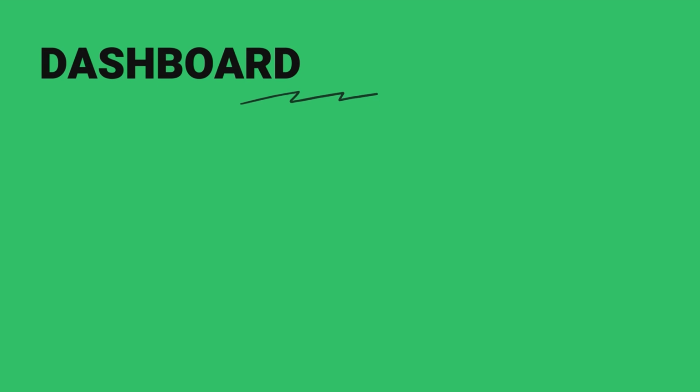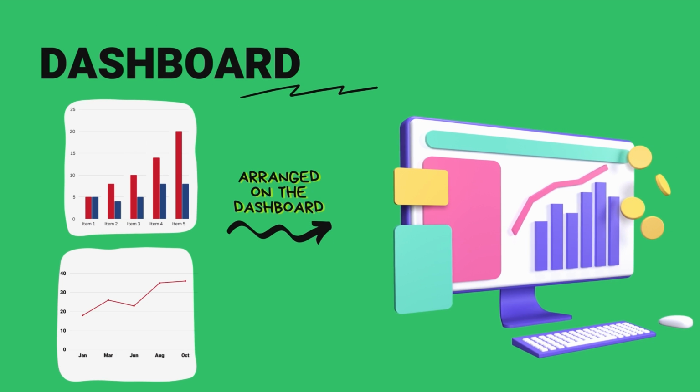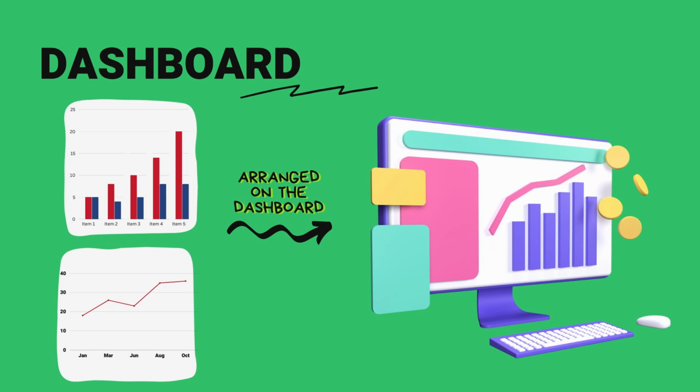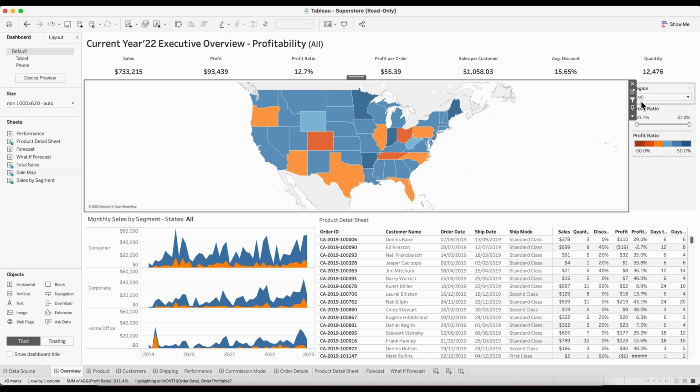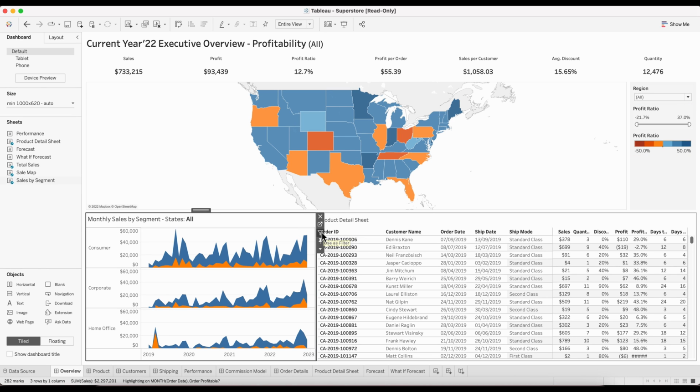The third section, which is the most important one, is the dashboard. Now, dashboard is a place where you bring in all your data in the form of multiple worksheets that can interact with one another. So a dashboard is a playground. You can load it with as much information and worksheets as you would want. Cross-filtering impacts loading of the dashboard and its interactivity. Every sheet on the dashboard doesn't need to act as filter.